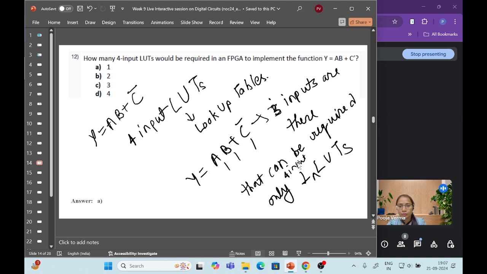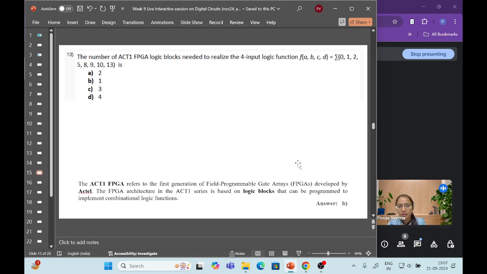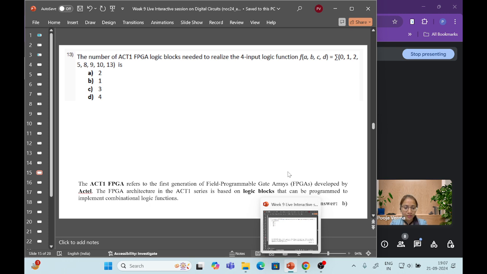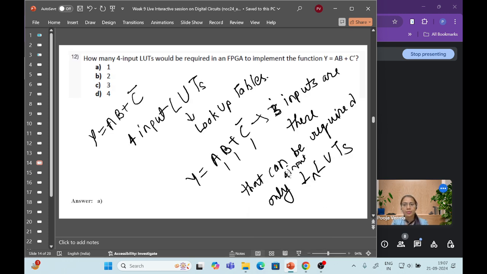So now moving to the next question. If it has 5 variables, then 2 lookup tables are required. If it is a different type of lookup table, then the tables are also different types. Whether it is 6 input or 8 inputs, lookup tables are also available.